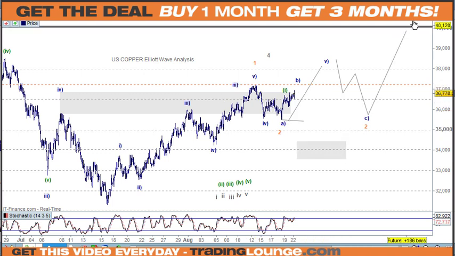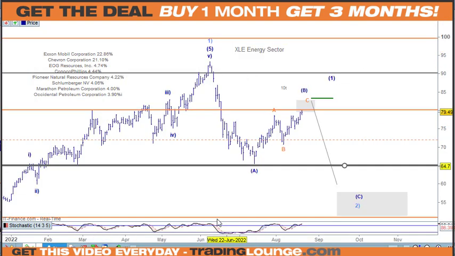Anyway, I won't go long here just yet. Into the energy sector, the ETF here, XLE. What we're looking for here, it's possible that the market's had its pullback here, and we can put wave 2 in here, and we burn up that way.